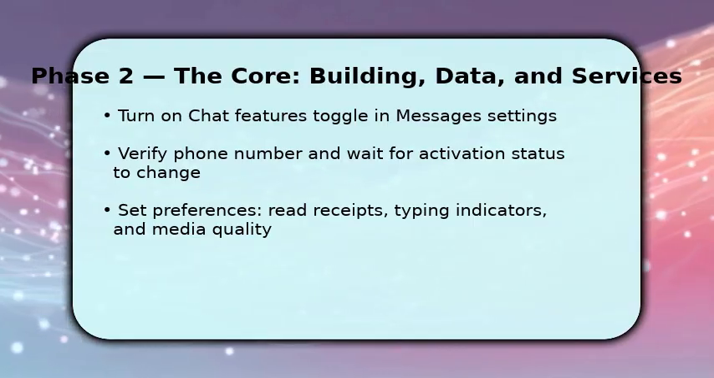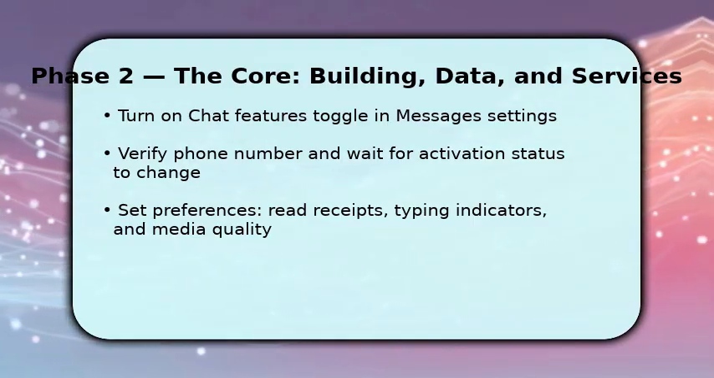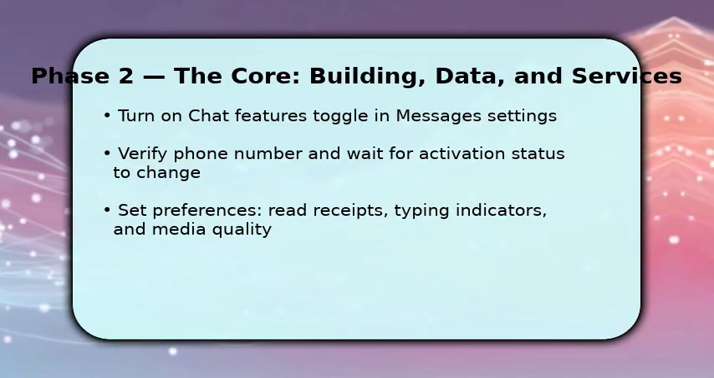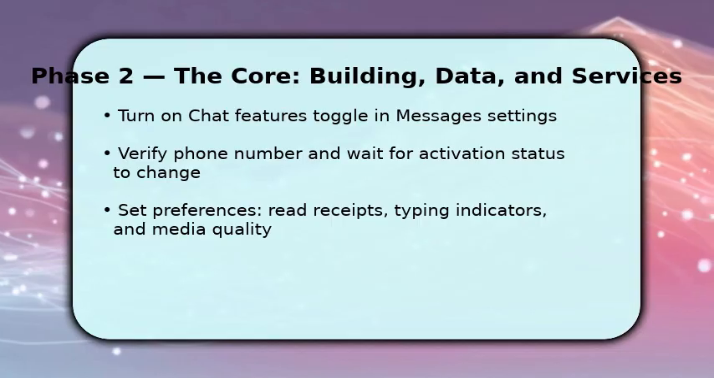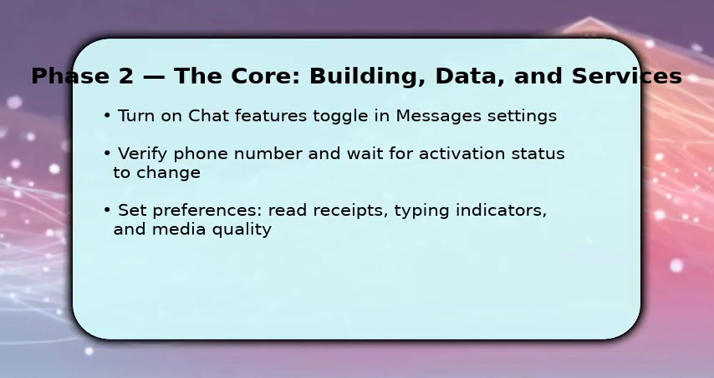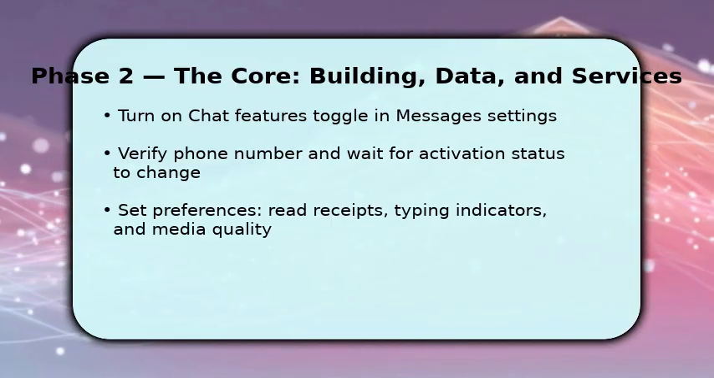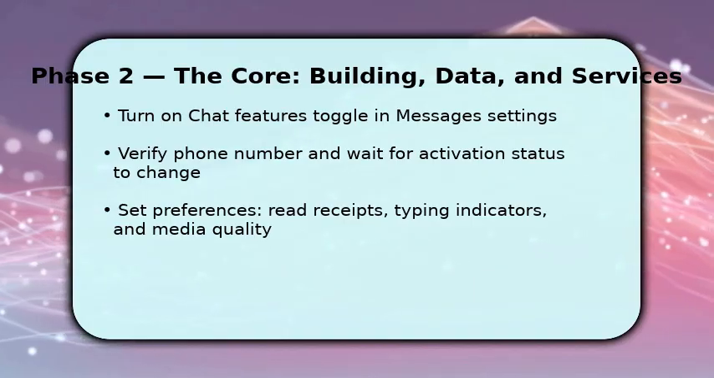You'll usually receive an automatic code or background verification. If activation stalls, toggle airplane mode briefly, then retry. This forces a recheck. After activation, configure read receipts and typing indicators so you control privacy and experience.